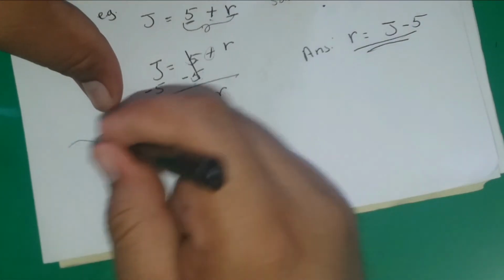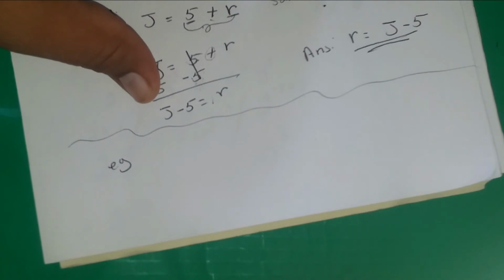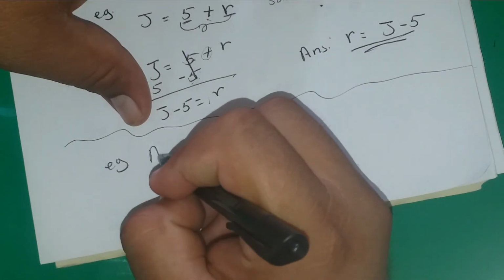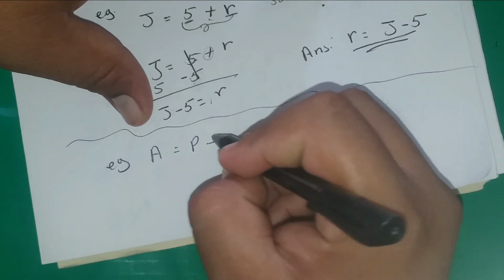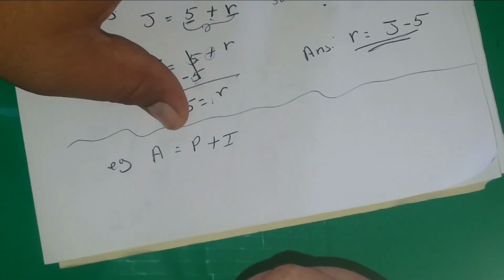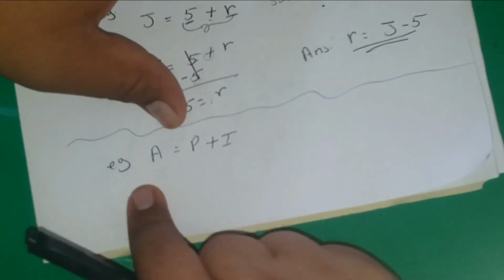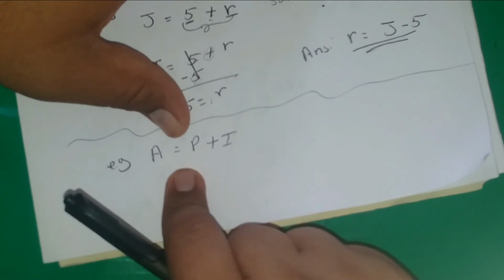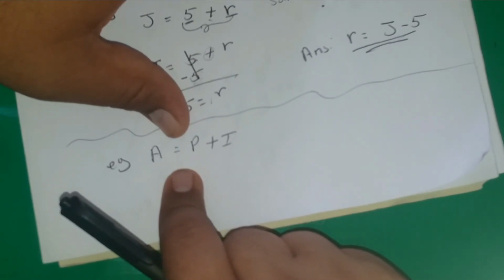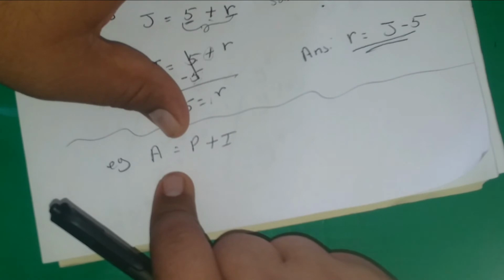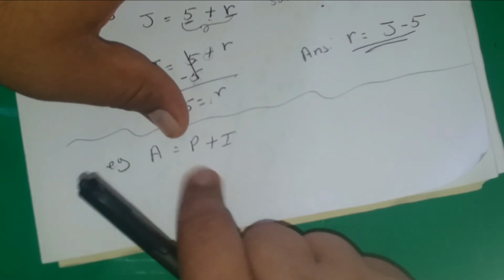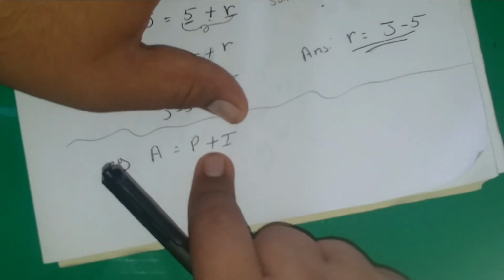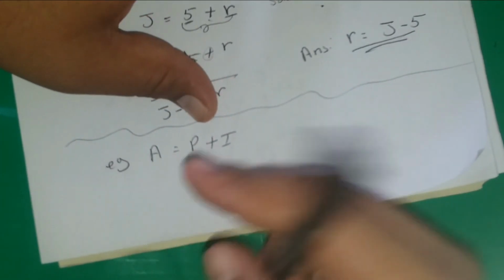In this case, we want to take a look at one that we already know. The amount equals the principal plus the interest. You guys remember this formula? This one comes from simple interest, where you find the interest, and then to get the total amount that you will pay back is going to be the principal plus the interest. Well, let's take a look at this formula.